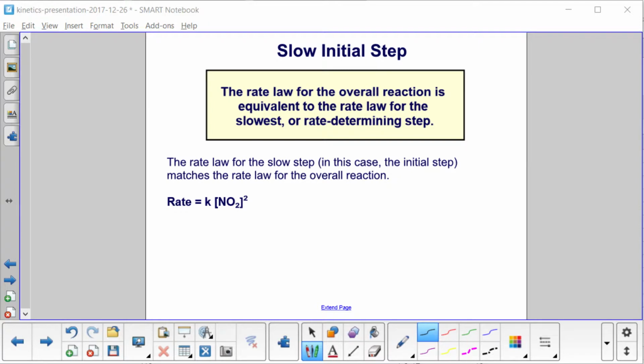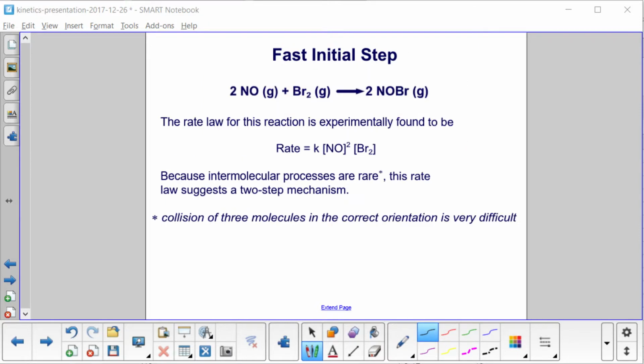The rate law for the slow step, in the case of our example, the initial step, matches the rate law for the overall reaction, where rate is equal to k times the concentration of NO2 to the second power. All right, now let's go through a reaction mechanism example with a fast initial step.